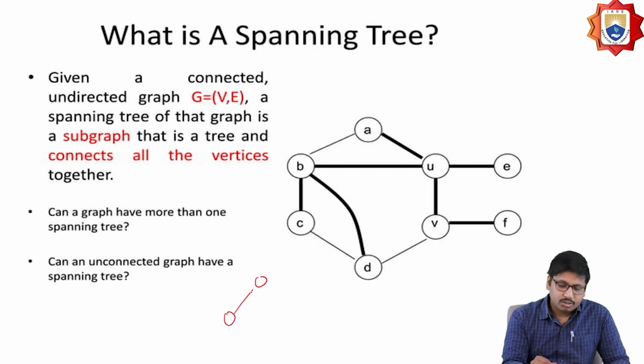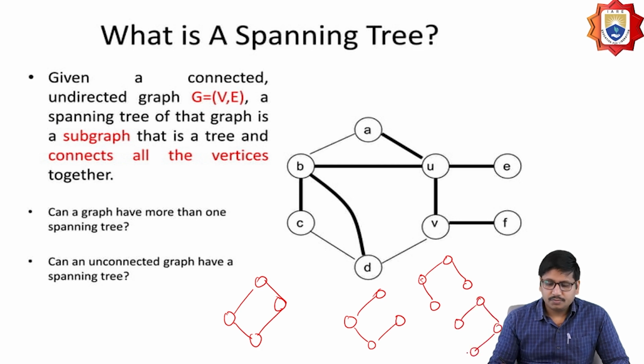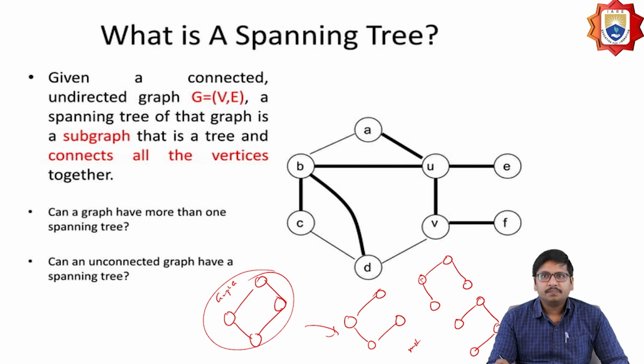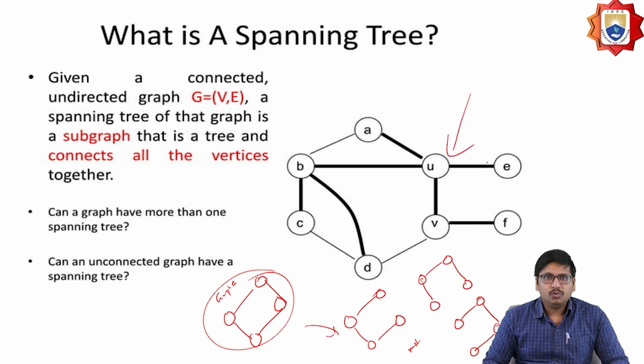Suppose I construct a graph like this. What are the possible spanning trees I can obtain here? One spanning tree should be like this, another spanning tree will be obtained like this, and this spanning tree I can also draw like this. So these are the multiple spanning trees that are obtained from this graph G. Similarly, for this graph, this should be the spanning tree that is obtained.